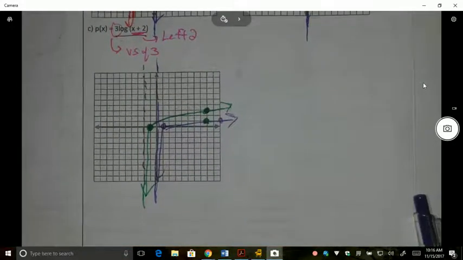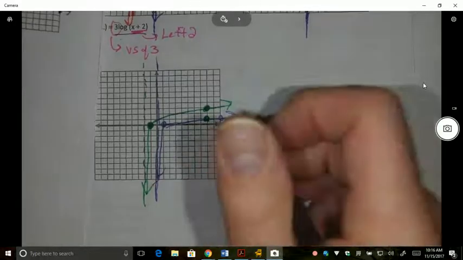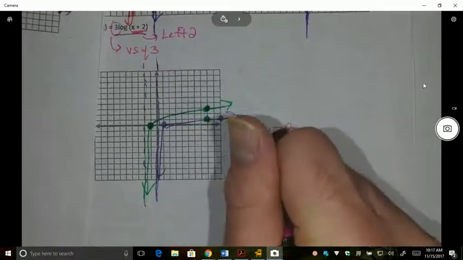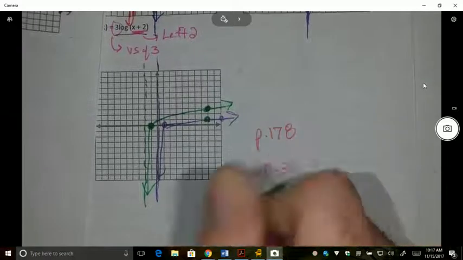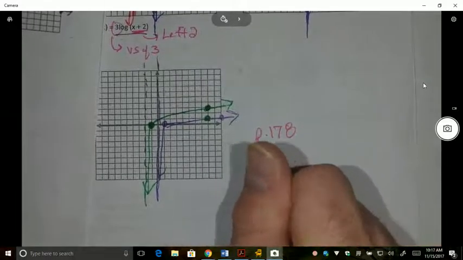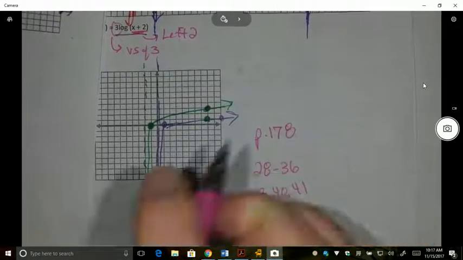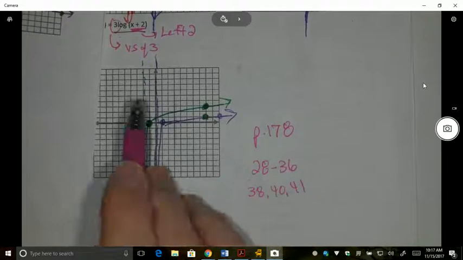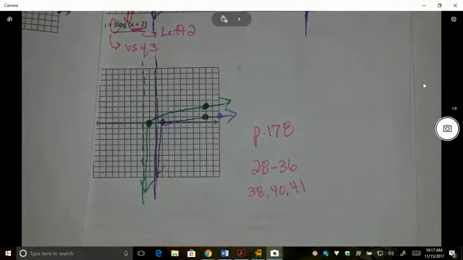Any questions on that? All right, so you guys are working on, that's why I had you pick up some graph paper on your way in. From page 178, we have problems 28 to 36, 38, 40, and 41. I have some recommended for review. If you want, I can give you those. Come see me, I'll let you know what they are. But these are the ones that match up to the skills that were covered in this lesson.